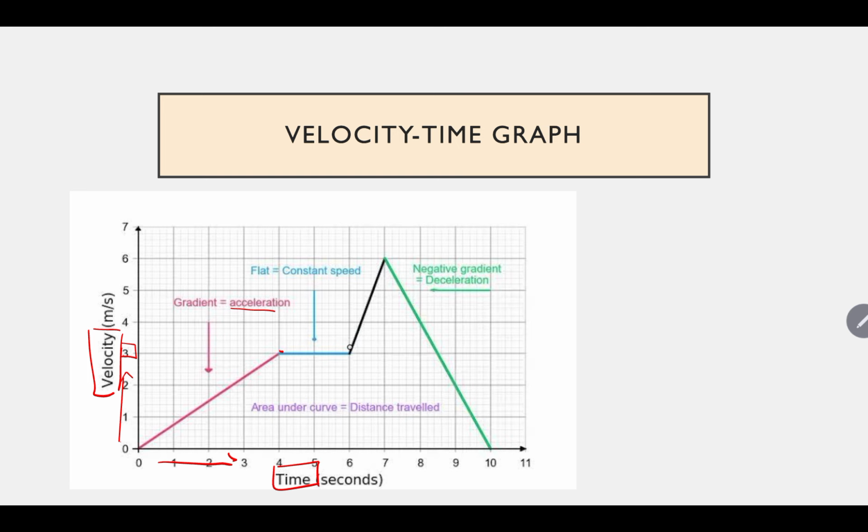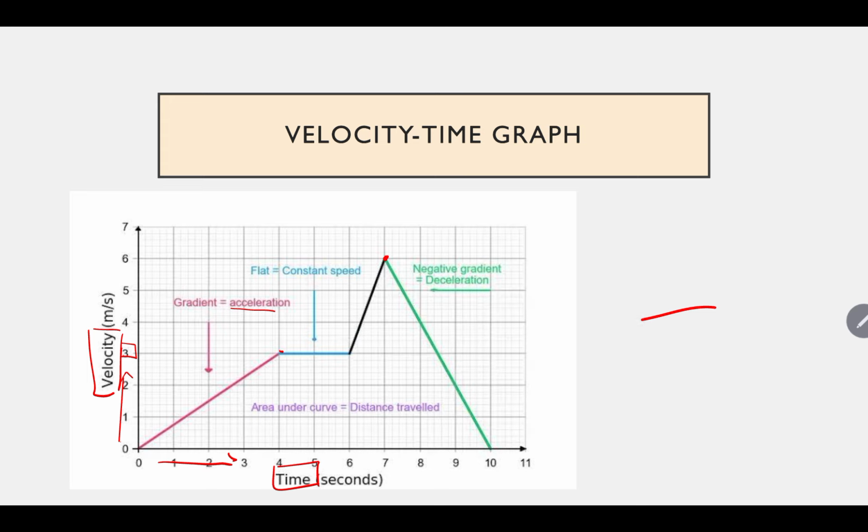Then we have, again, acceleration in the black line. And at a certain point, there is decrease in velocity. So we call this deceleration. At the negative gradient, it's known as deceleration. We need to know three things in the velocity time graph. Number one, just like we did right now, you need to be able to analyze the graph. Number two, you need to know how to get the velocity if they give you the time, and acceleration if they give you velocity and the time. And third of all, you need to be able to find the distance from a velocity time graph.